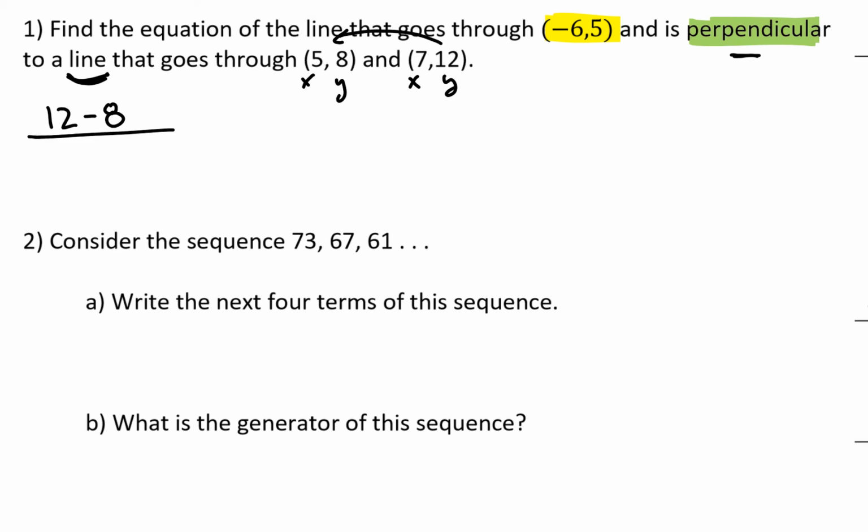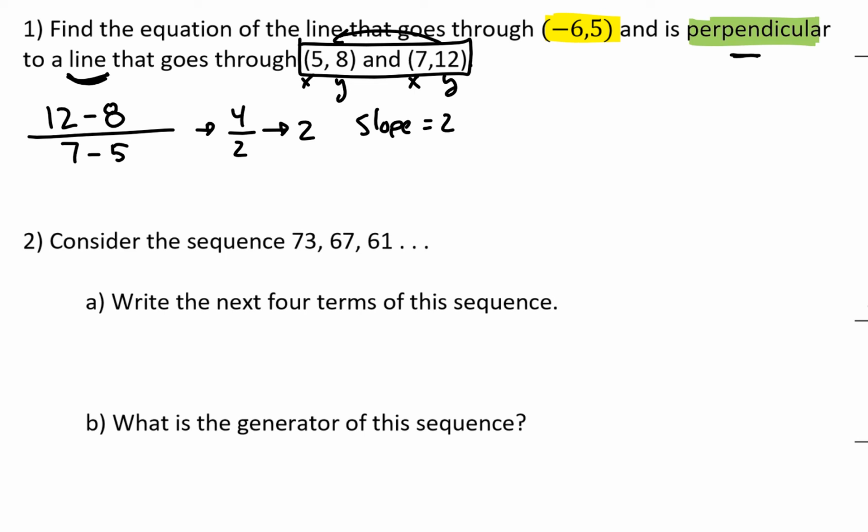And I'm going to do the same thing for the change in my x. I'm going to look at the same order, 7 minus 5. 12 minus 8 is, of course, 4, and 7 minus 5 is 2. So this line that I have, the line that goes through these 2 points, has a slope that equals 2. Well, that's not the line that I want.